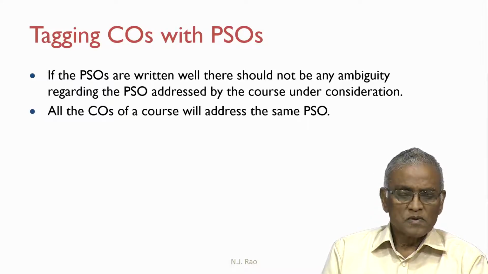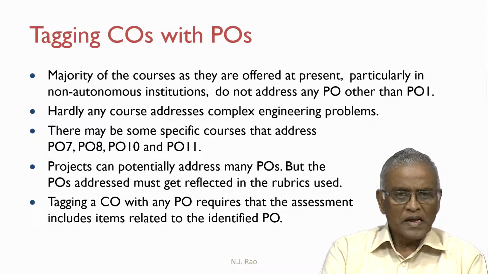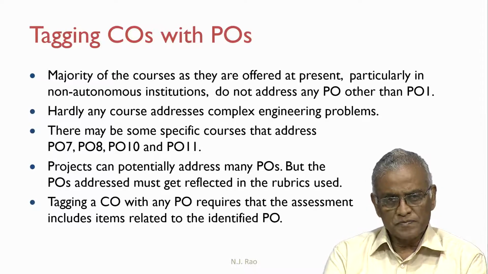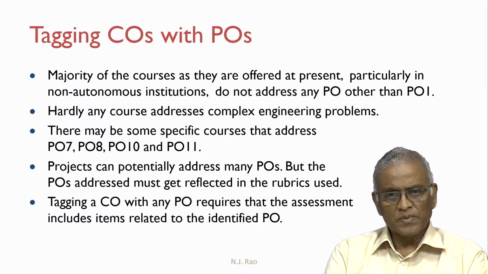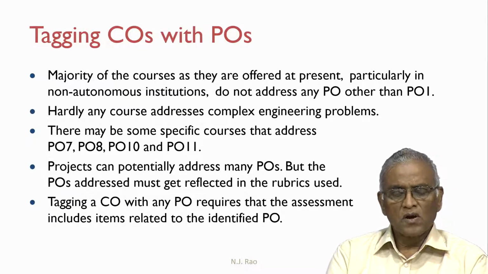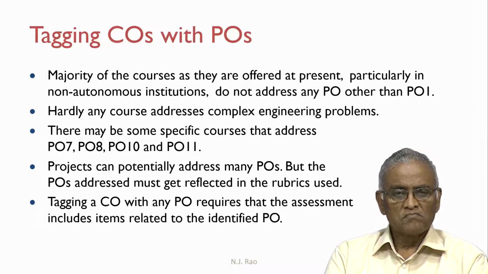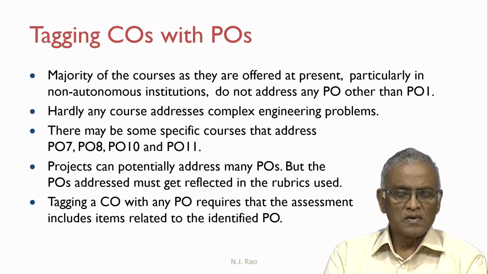Now comes a little more difficult and critical part, namely tagging the COs with POs. Majority of the courses as they are offered at present, particularly in non-autonomous institutions, do not address any PO other than PO1. How do we decide that? For example, if you look at the examination paper, it would be very clear. All the questions only address PO1.